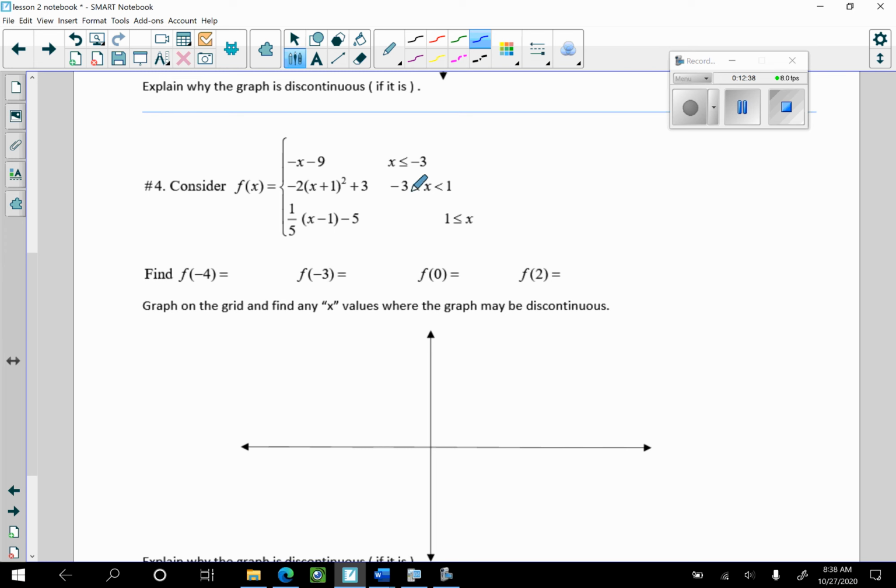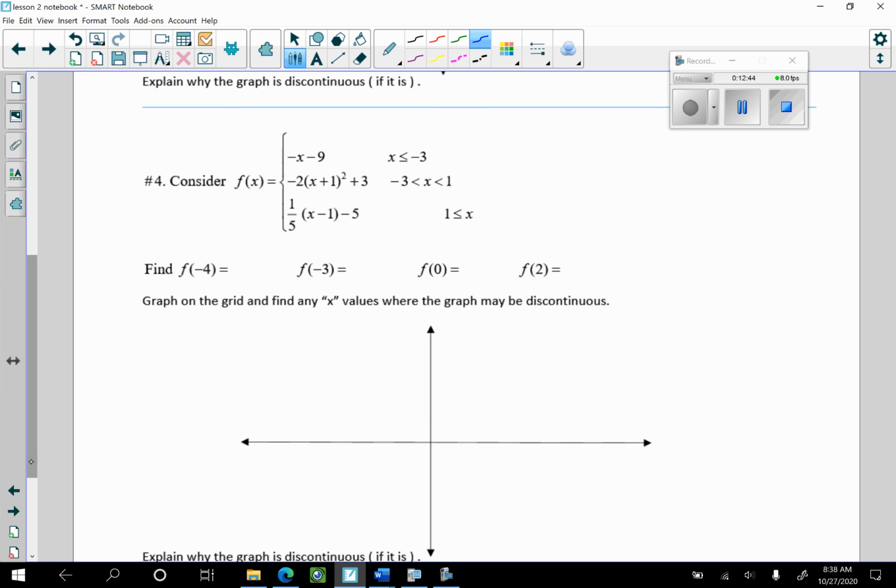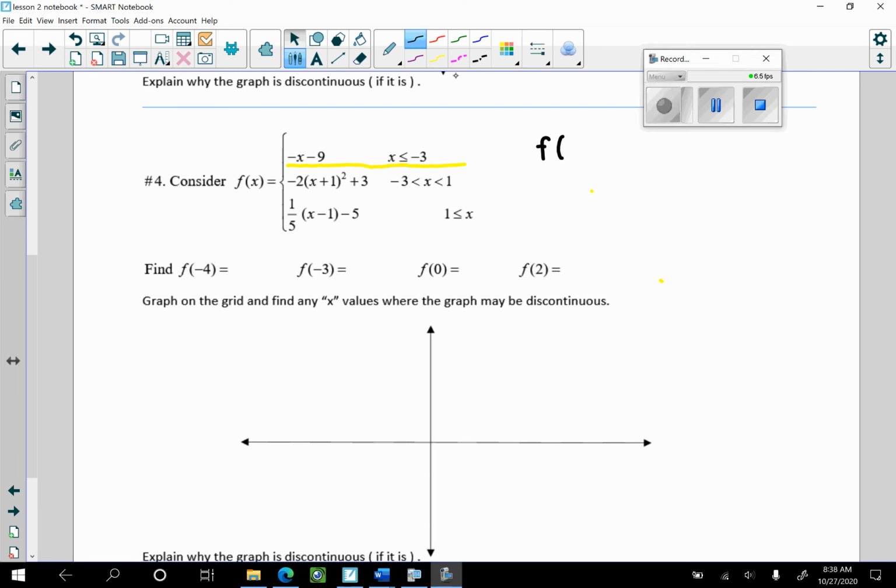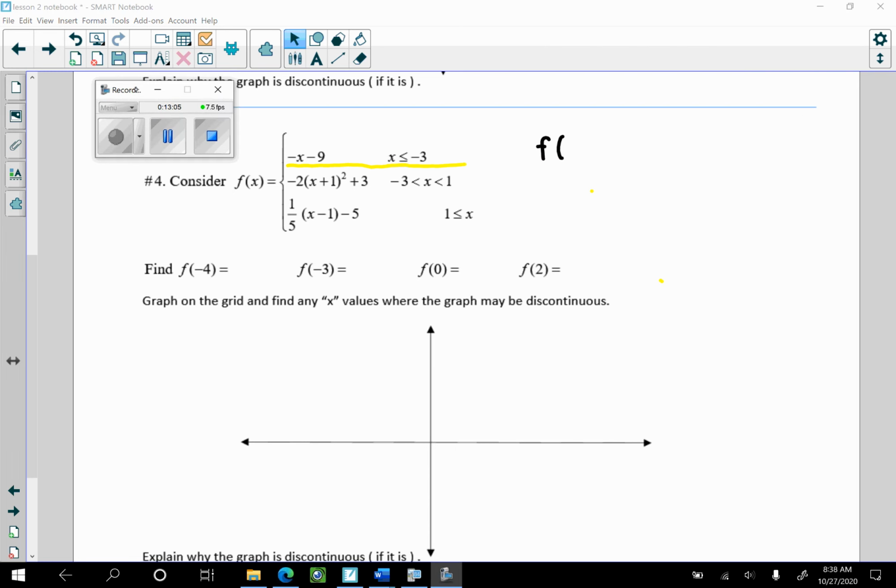Okay, here we go. We're going to graph this piecewise function. Let's find these function values first. It doesn't matter. F of -4. Where is f of -4? It's going to be this piece right here, because -4 is less than -3. Let's find f of -4. Let me take this and slide it over here out of the way.